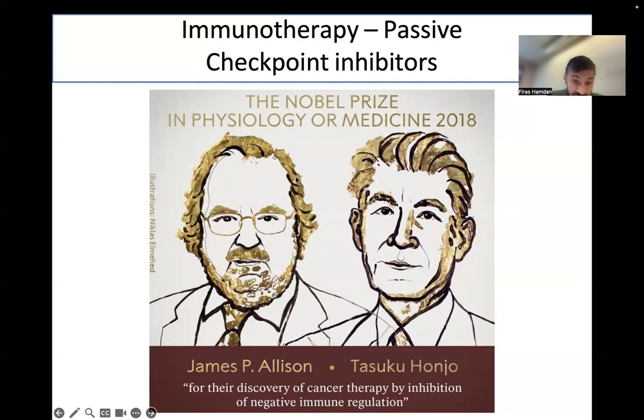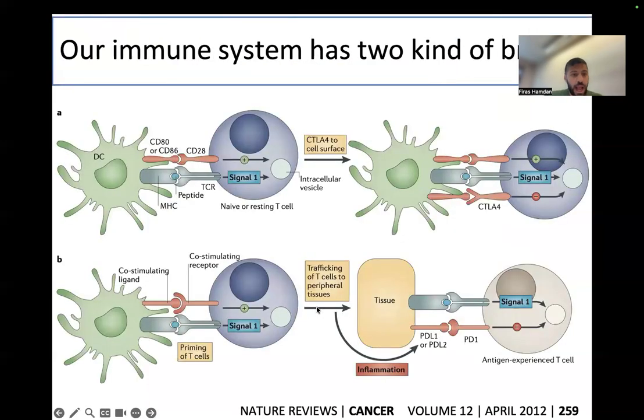Another good therapy, and let's say the biggest cancer immunotherapy in the clinic right now, is checkpoint inhibitor therapy. This is something that James Allison and Tasuku Honjo actually discovered. They were given the Nobel Prize in 2018. As we remember, this goes back to central tolerance. We spoke about this a lot.